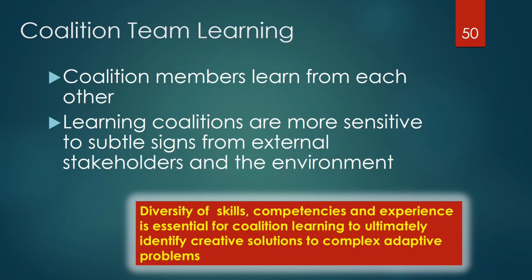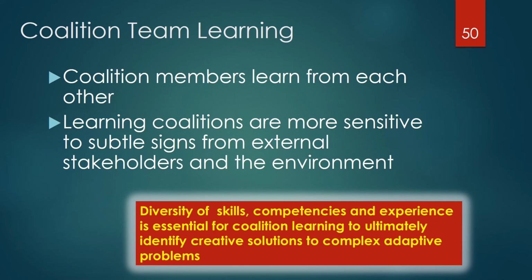Coalition members need to learn from each other to fully understand the innovative and creative opportunities and possibilities to tackle complex problems. This means that members should bring a variety of skills, competencies, and experience to the team. If everyone has the same background, there will be no or minimal coalition learning. So adequate coalition diversity is important for vibrant learning to ultimately identify creative solutions to complex adaptive problems.